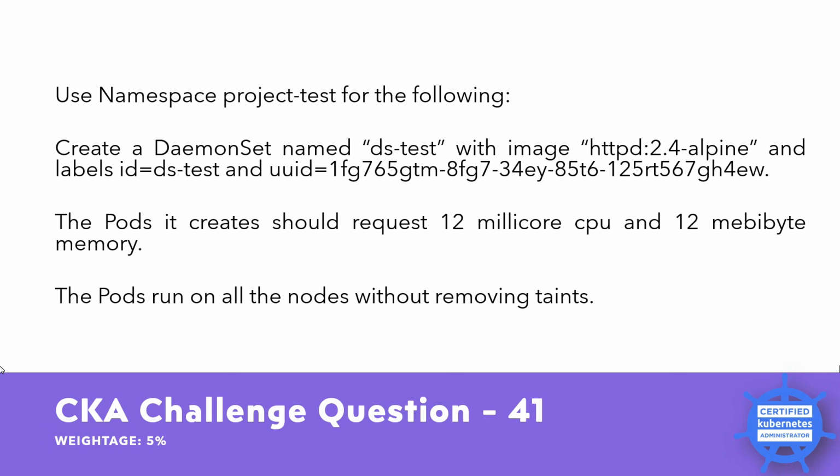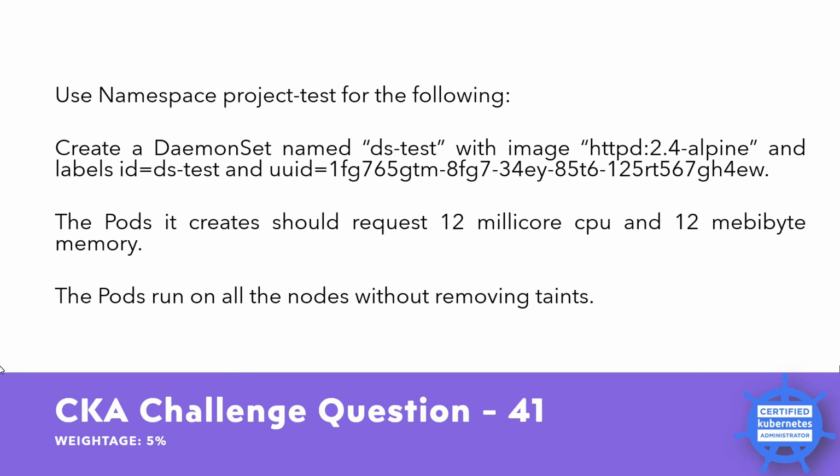So this question says use the namespace project test for the following. You have to check whether this particular namespace exists. If not, then you have to create it. Create a daemon set named ds test with image httpd 2.4 alpine. This is the tag of the httpd, and the labels that you have to use are ds test and uuid. This is a simple label. They just provided you this label to utilize for the creation of the daemon set.